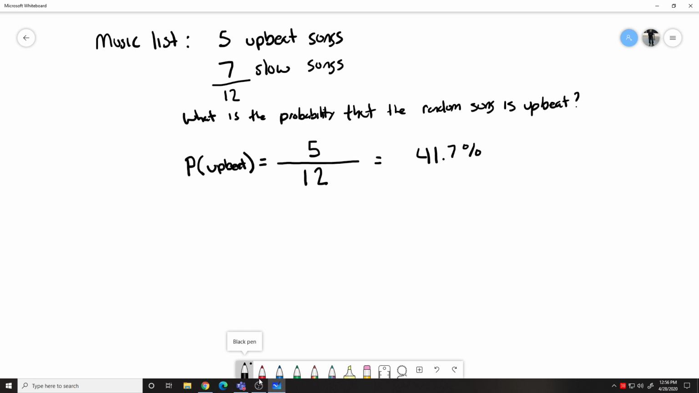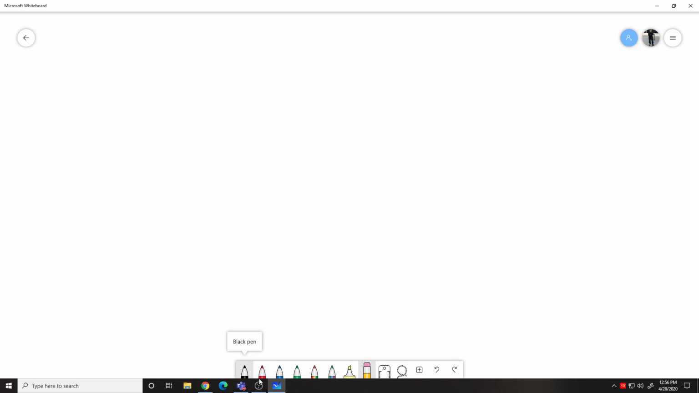All right, let's do another example. Let's do another one. Let me clear this. Okay, let's say that I have, let's do this. Oh, I'm on eraser.